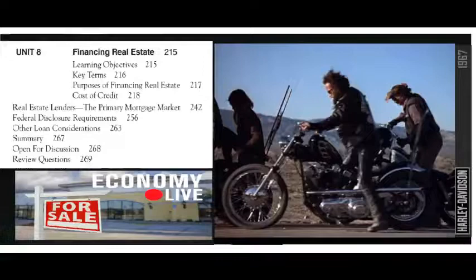The security instrument is what is commonly referred to as a mortgage. As you will learn, however, the legal document that serves as the security instrument can take the form of either a mortgage or a deed of trust, with very different results.